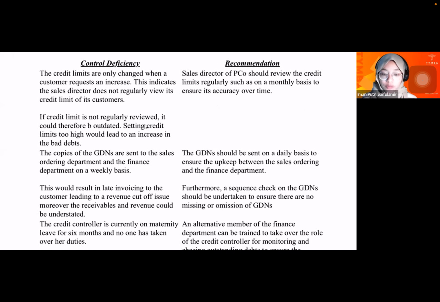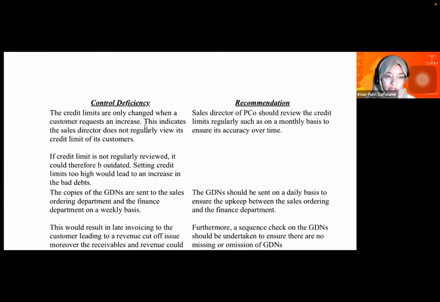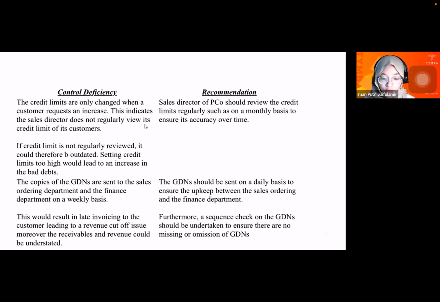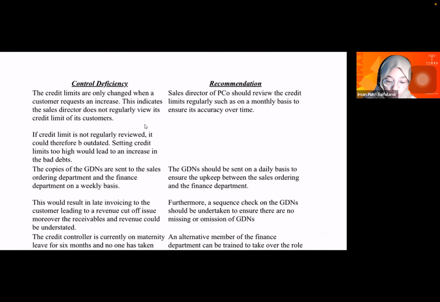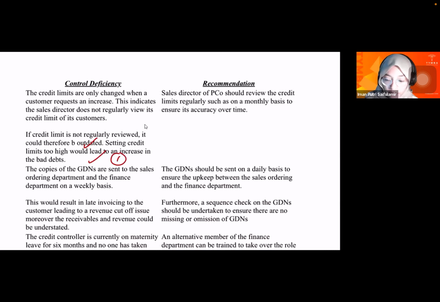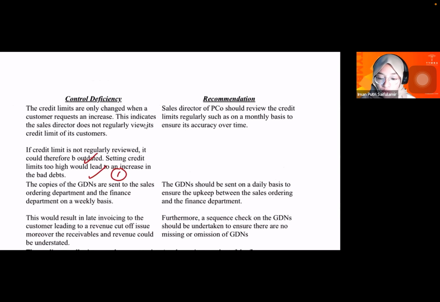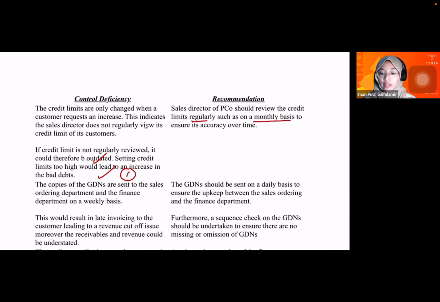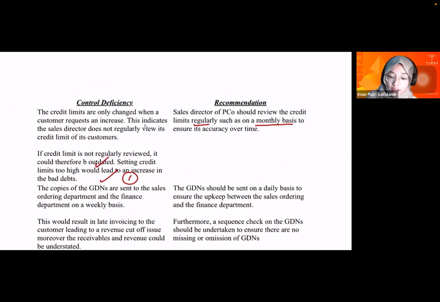Okay, so first, the credit limits are only changed... this indicates the sales director does not regularly review the credit limit of its customers. It could therefore be outdated. This would lead to an increase in bad debts. I can give this one mark here. Sales directors should review the credit limit regularly, such as on a monthly basis, to ensure its accuracy over time. This is good because he covered who, what to review, which is the credit limit, and when.